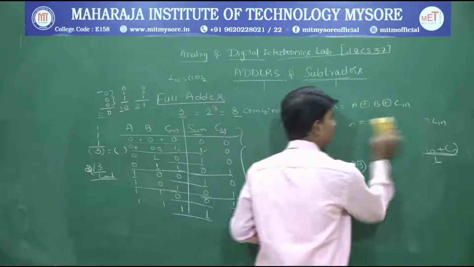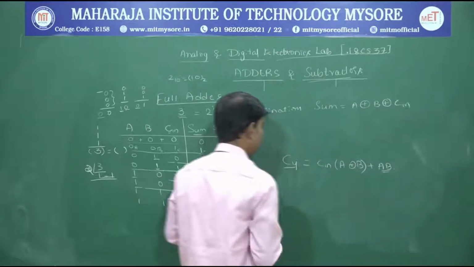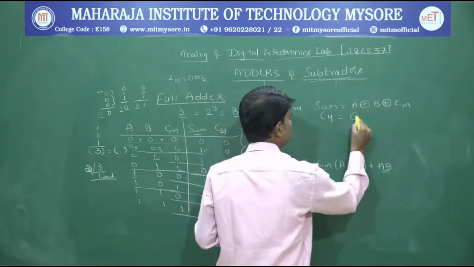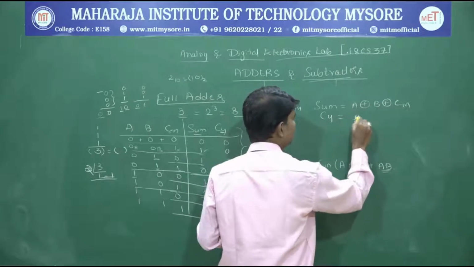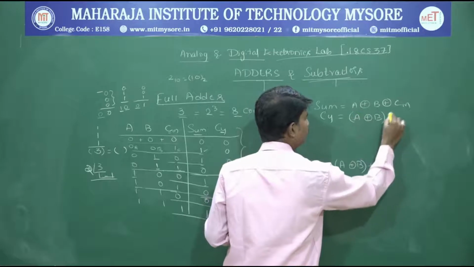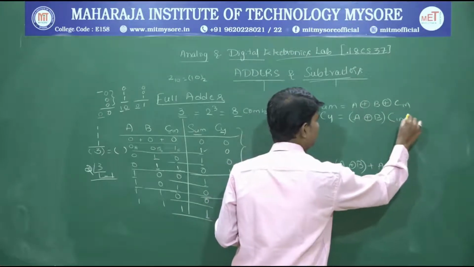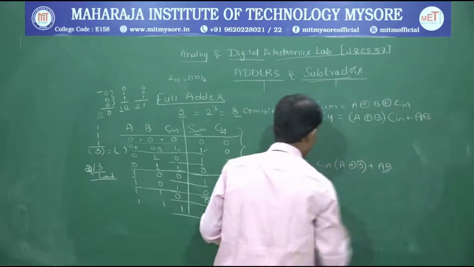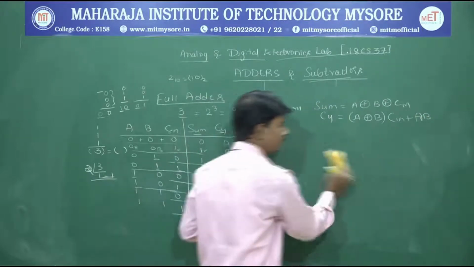So now I'm just going to rub this one, and I'll write over here, which is nothing but I can simply say that A XOR B into C in plus AB. Now let's write a logic diagram for that.